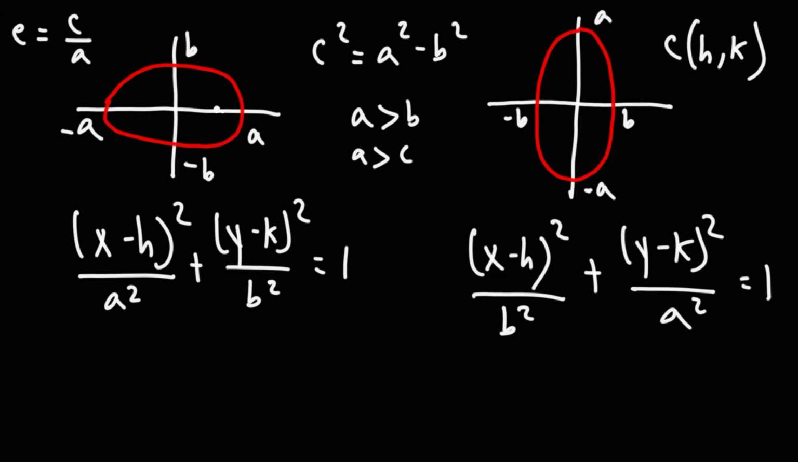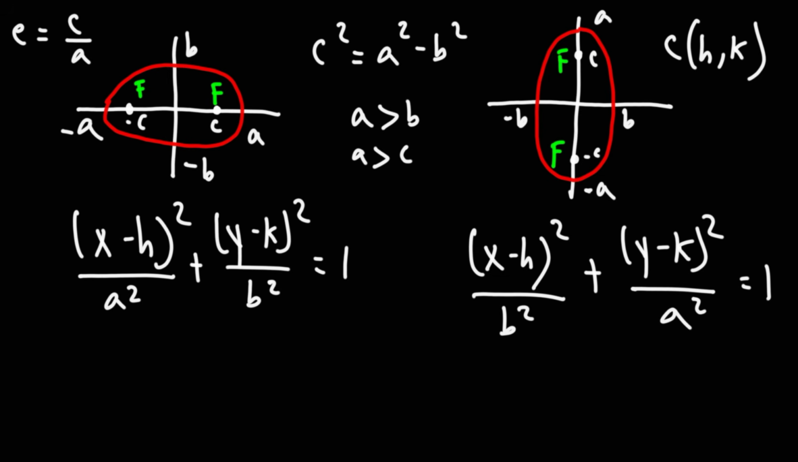Now, c is going to be along the same axis as a. So this is going to be our c values. Actually, let me use the same color. So this is positive c, negative c. Here, c is going to be on the vertical axis with a. Now, c will help you to find the coordinates of the foci. So we have 2 focal points for an ellipse.